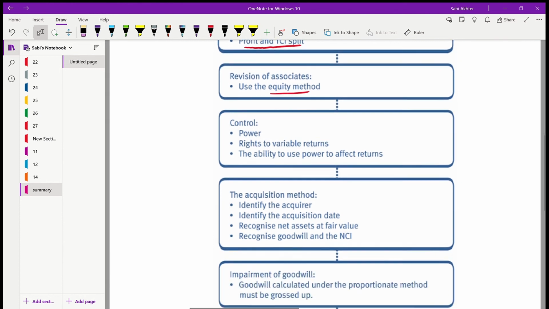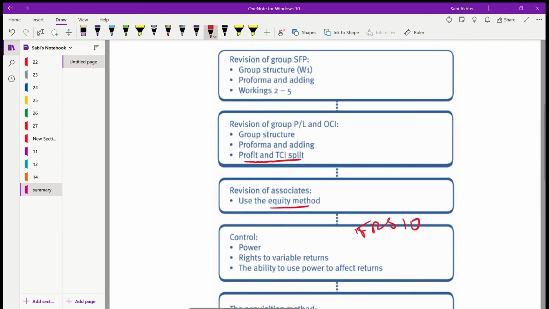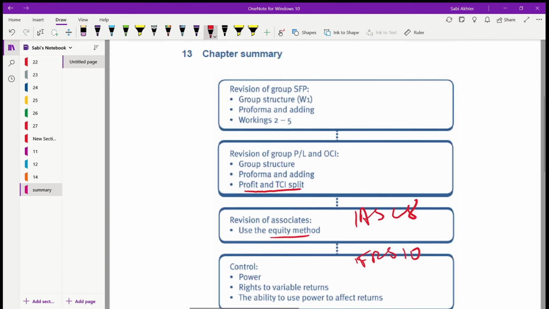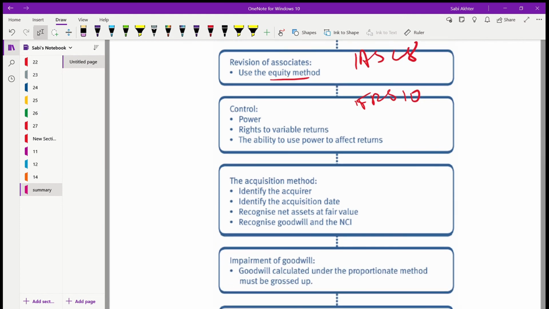Control. Then we went through IFRS 10. Okay, this was IAS 28. So control, we talked about these 3 things. The investor should have power over the investee, they should have the right to variable returns, they should have the ability to use the power. It does not matter whether they exercise their power or not, but they should have that ability.